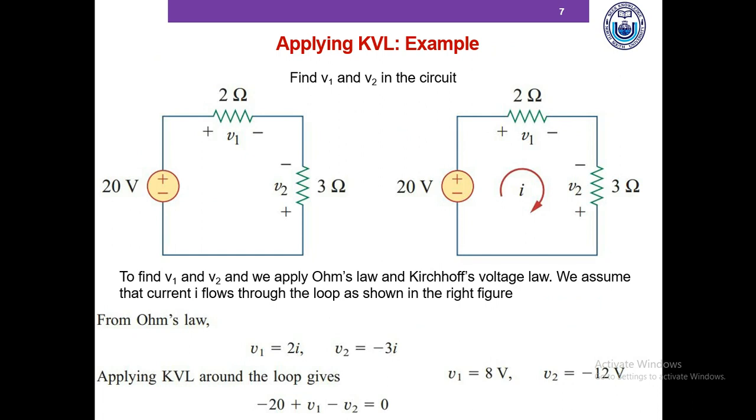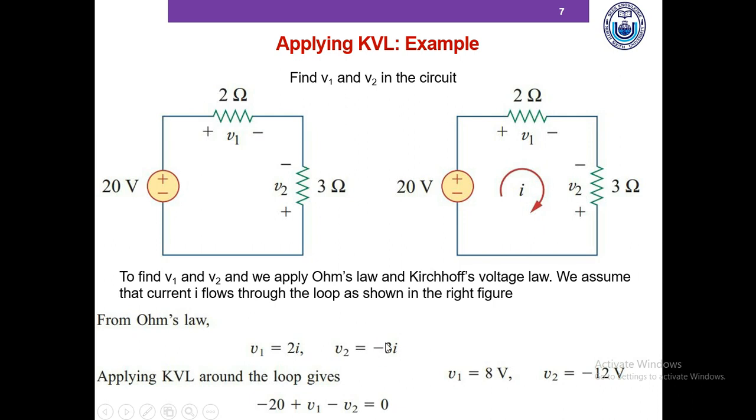Okay, now we're going to apply KVL to solve the problem. So we're going to find this voltage V1 and V2 in the circuit. So to determine V1 and V2, we'll apply Ohm's law and Kirchhoff's voltage law. So let us assume that the current I flows through the loop as shown in the figure on the right, and the current I flows in the clockwise direction. So if I apply Ohm's law here, we know V1 equals 2I and V2 equals minus 3I.